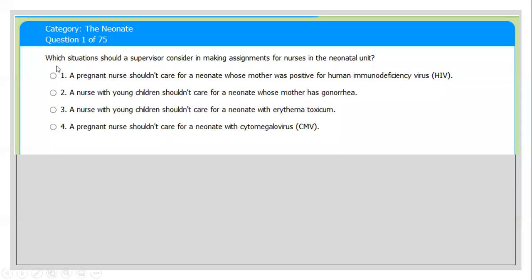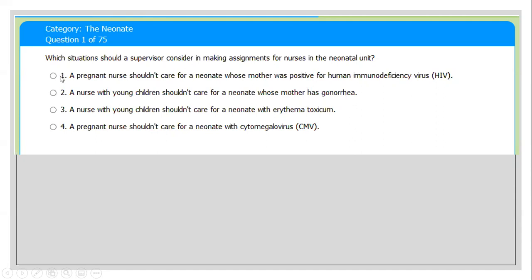The first question here: which situation should a supervisor consider in making assignments for the nurses in a neonatal unit? Number one, a pregnant nurse should not care for a neonate whose mother was positive for human immunodeficiency virus. Number two, a nurse with young children should not care for a neonate whose mother has gonorrhea.